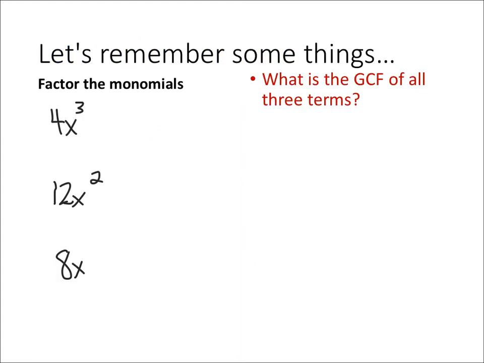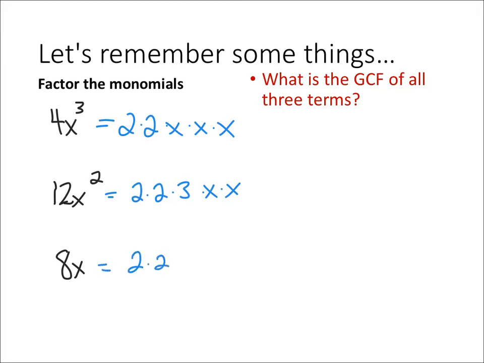Now, let's remember some of the things that we have done before. So if I was to ask you to factor some of these monomials, what we'd basically do is write all of these things out in terms of what their factors were, and this goes back to prime factorization. So if I have 4x to the third, and if I was to prime factor that, that would be 2 times 2 times x times x times x. We were just writing out all those factors like we've done before. 12x squared, 2 times 2 times 3 times x, writing out all those factors there. And then with 8x, we would have 2 times 2 times 2 times x.